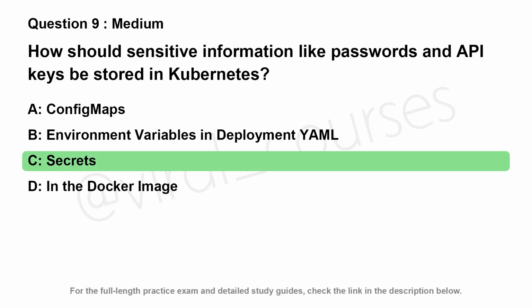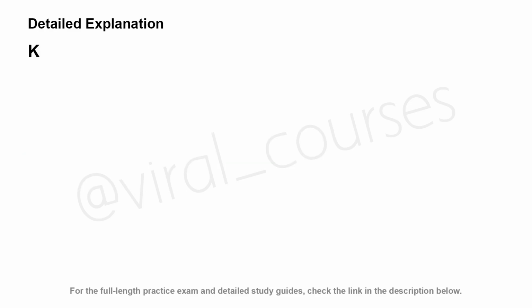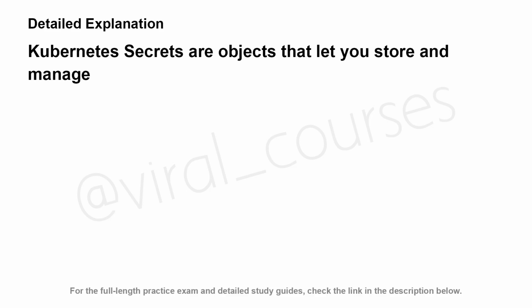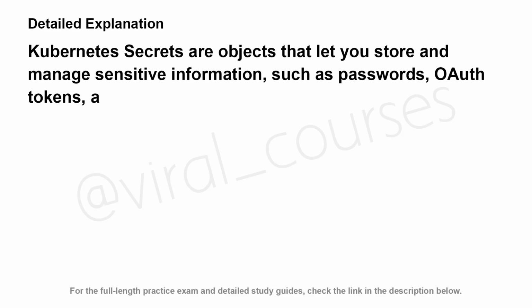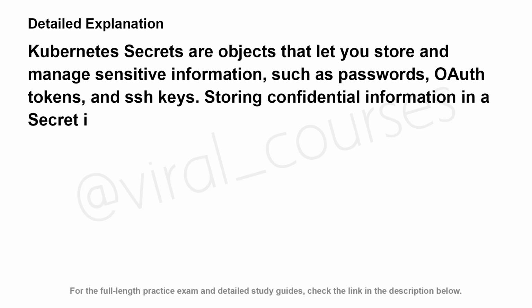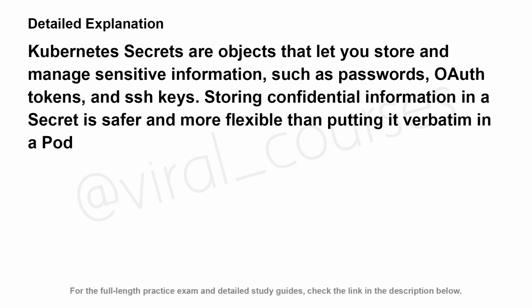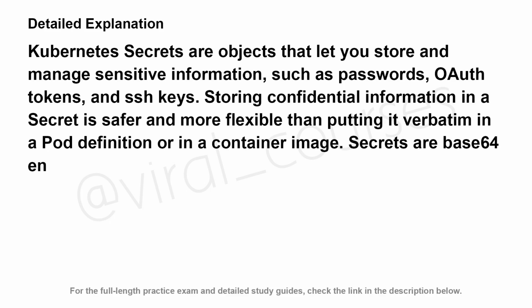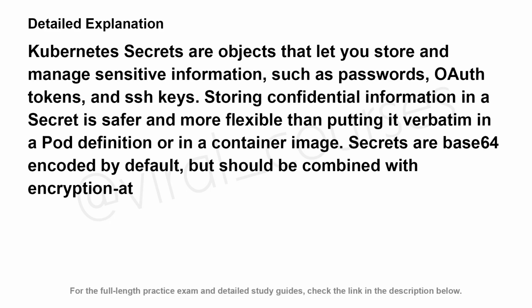The correct answer is C. Kubernetes Secrets are objects that let you store and manage sensitive information, such as passwords, OAuth tokens, and SSH keys. Storing confidential information in a Secret is safer and more flexible than putting it verbatim in a pod definition or in a container image. Secrets are base64 encoded by default, but should be combined with encryption at rest for true security.